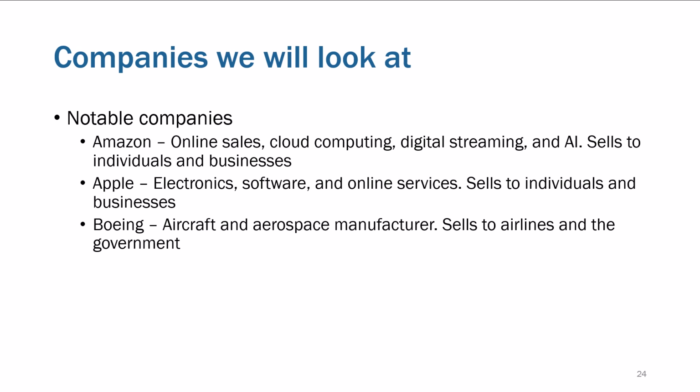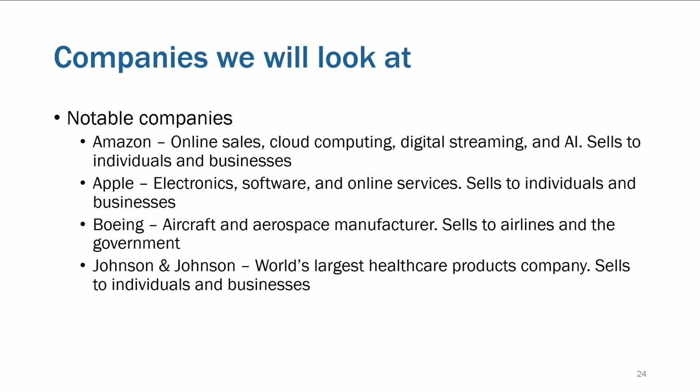Boeing, all right, aircraft and aerospace manufacturer. They're selling to other airlines and to the government. And then Johnson & Johnson, the world's largest healthcare products company, they're selling to individuals and businesses. Usually think of them going a little bit more to businesses than individuals.